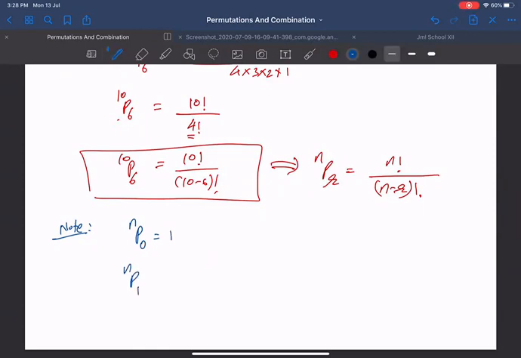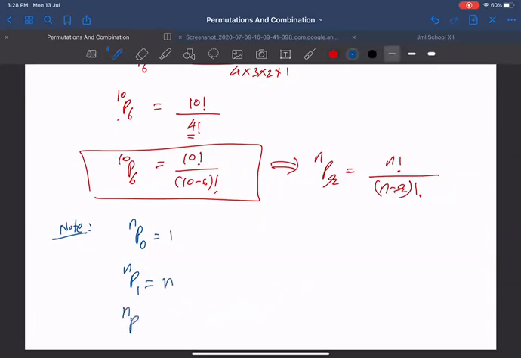What will be nP1? n factorial over (n minus 1) factorial. Expand whichever is bigger. So it will be n into (n minus 1) factorial divided by (n minus 1) factorial. That cancels out and the answer is n. So that will be your n.